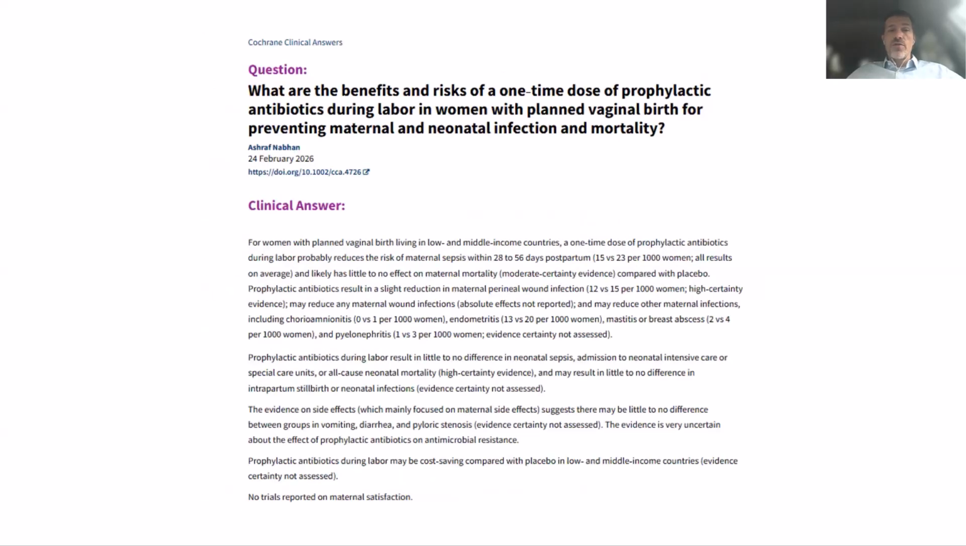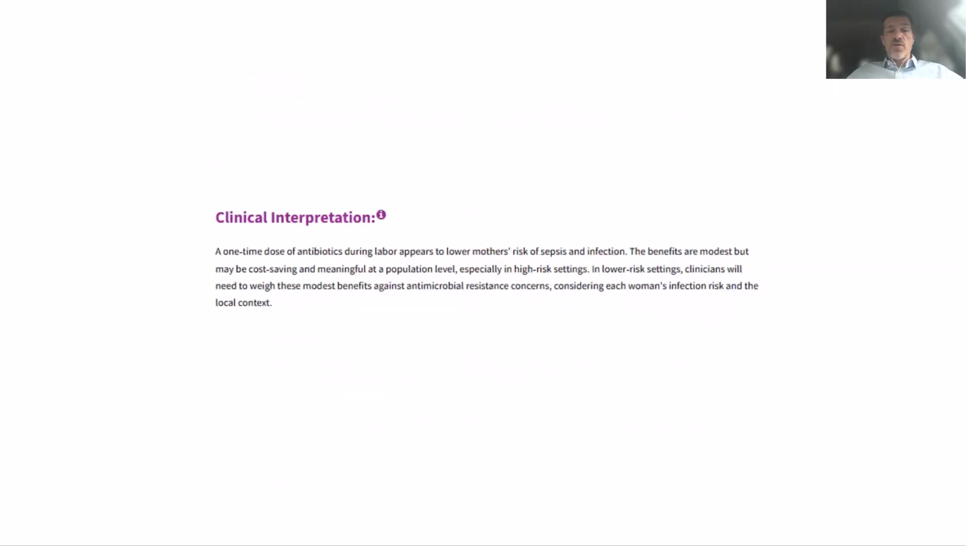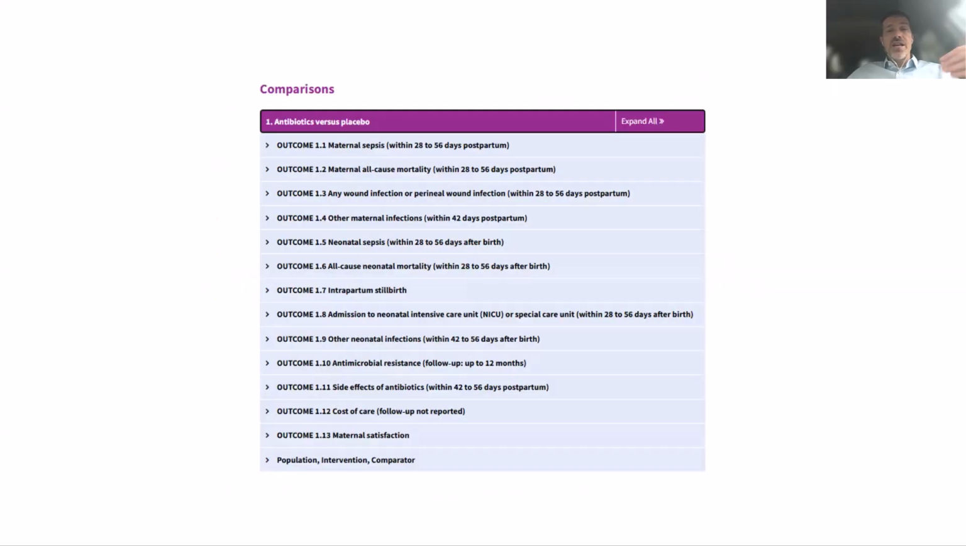So here's the overall thing again. Here's the specific clinical interpretation, which we talked about, and then we get into comparisons. So as you can see, there's actually an opportunity for you to expand things here.